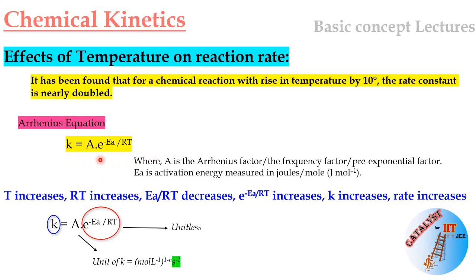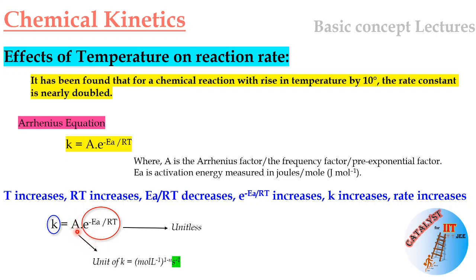this is the Arrhenius equation, where k is your rate constant, Ea is the activation energy barrier, T is the absolute temperature, and R is the universal gas constant. Now A is called the Arrhenius factor. It is also called the frequency factor or the pre-exponential factor, because this is the exponential factor and this is the pre-exponential factor. Now this e to the power minus Ea by RT has to be unitless, as we have already discussed before. So what is the unit of A?